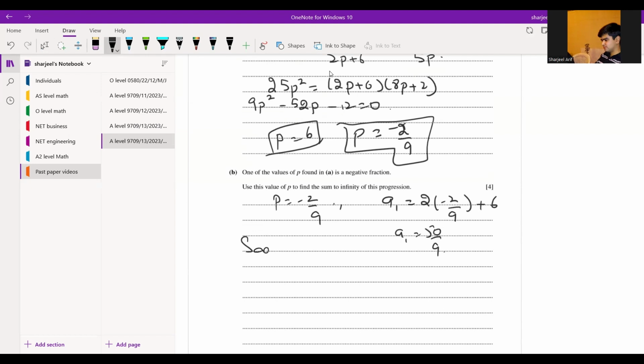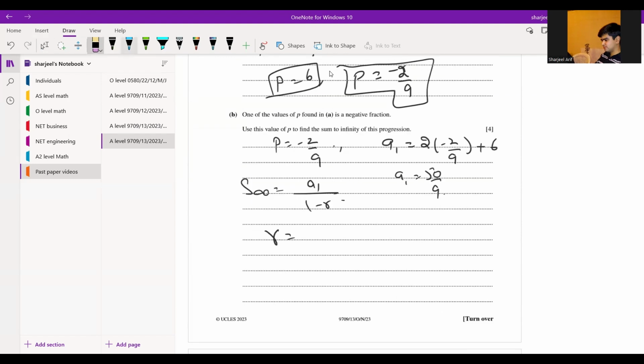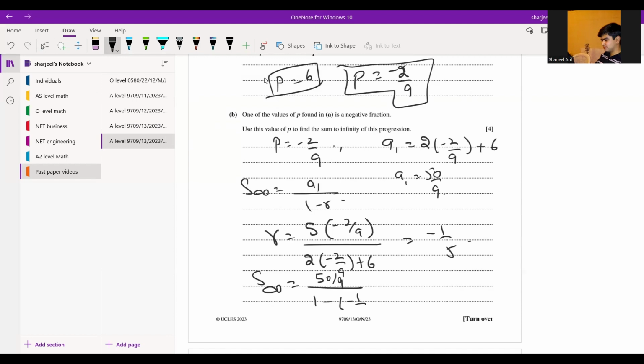So S infinity is equal to a1 over 1 minus r. r is 5 into minus 2 by 9 divided by 2 into minus 2 by 9 plus 6. So this will become minus 1 by 5. This is the value of r. So for S infinity, we will use these two values. We have a1, 50 by 9 over 1 minus r. So 50 by 9 over 1 plus 1 by 5 is equal to 125 over 27. So this is our answer.